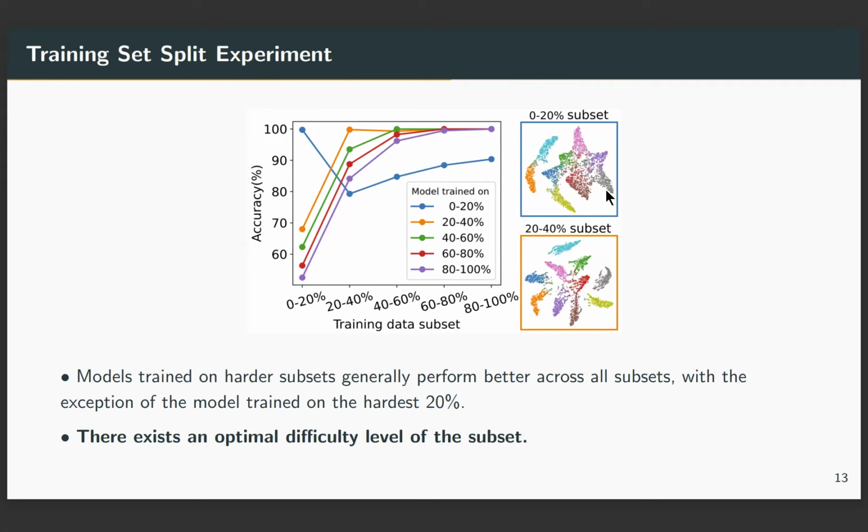The right figure shows the feature space of the model trained on each window. We can observe that the model trained on the hardest 20% does not generate the feature space well, while the model trained on the 20% to 40% window generates the feature space well. This result implies that there exists an optimal difficulty level of the subset. Therefore, we expect that a subset composed of samples of the preferred difficulty level will perform well.